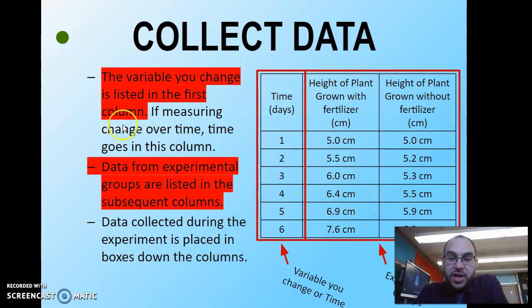So the variable you change is listed in the first column, okay? If measuring change over time, time goes in this column, okay? So right here, we're measuring over time. Time goes in the first column. Data from your experimental groups are listed in the subsequent columns. So that's why we have our fertilizer and without our fertilizer, okay? We're going to be putting everything into our chart. That way it's easy to see all of it, okay?